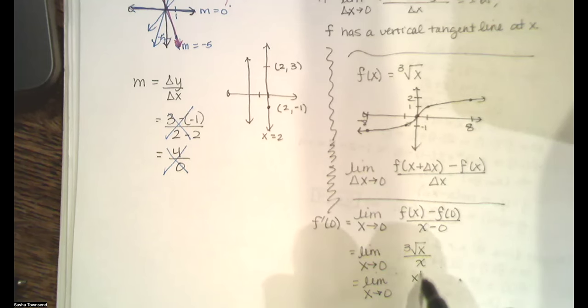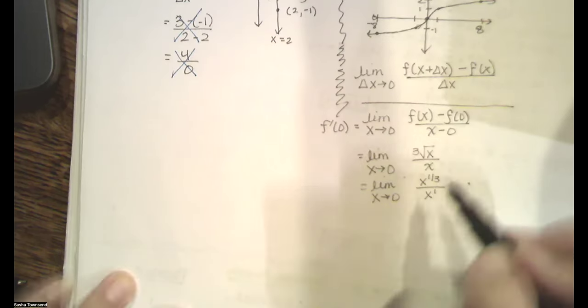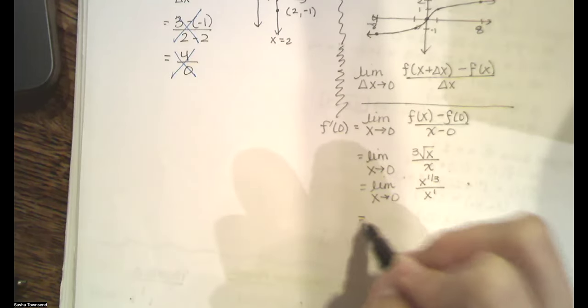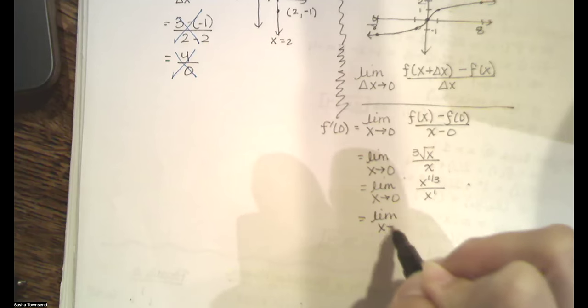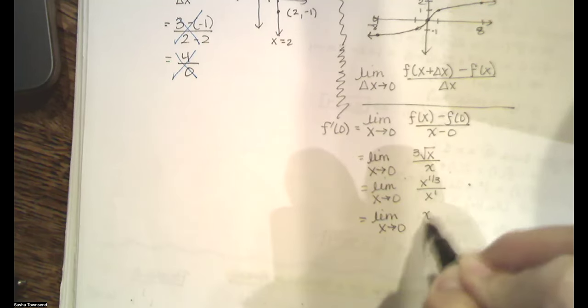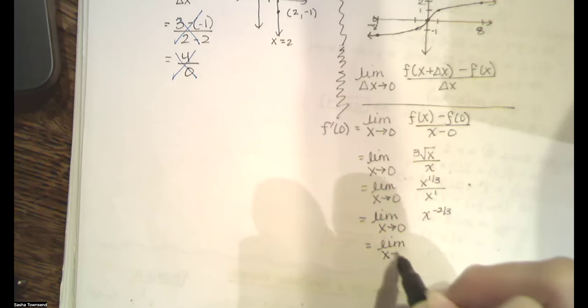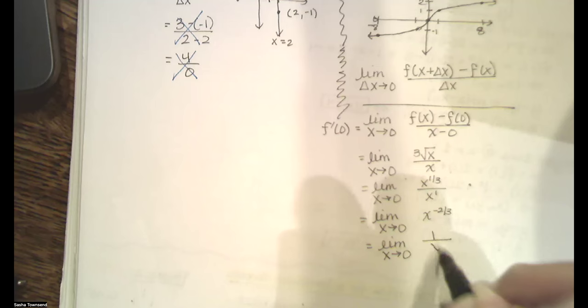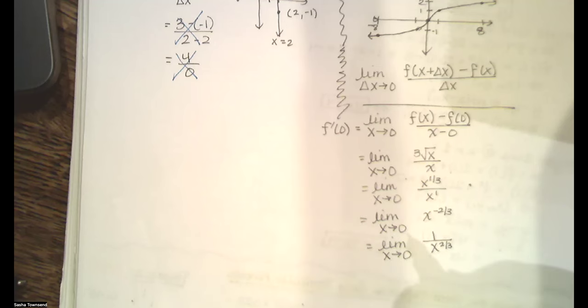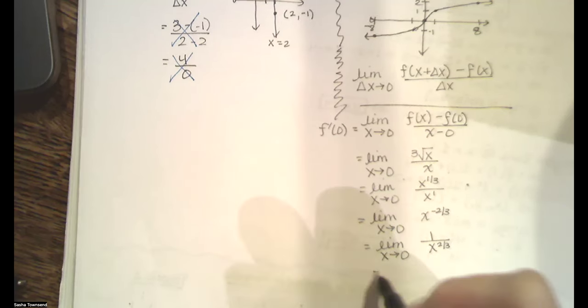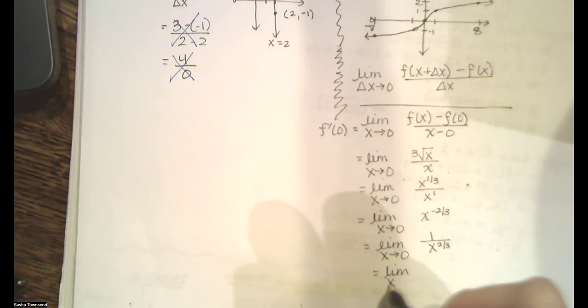The cube root of x is x to the 1/3 power. That's x to the first. If I want to simplify this, I just subtract the exponents. So this is x to the negative 2/3, or equivalently, 1 over x to the 2/3. As x approaches 0, it's helpful to think of it this way.